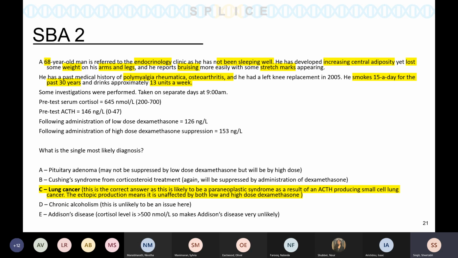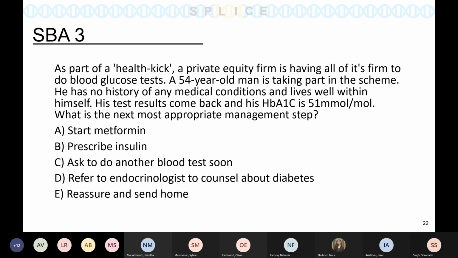It's a hard question, but if you review it after the lecture, hopefully it will make a bit more sense. Can we get the next slide? Great. New question. And yeah, that's the last of the adrenal stuff. So we can move on from that now.